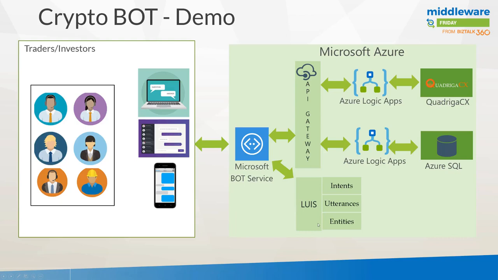Also, here at the bottom center, I'm going to take advantage of LUIS, which is Language Understanding Intelligence Service. This is an artificial intelligence service that's going to detect my intent based upon different utterances or statements that I make. It then has the ability to map any entities related to those intents.